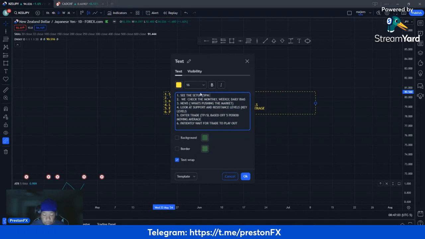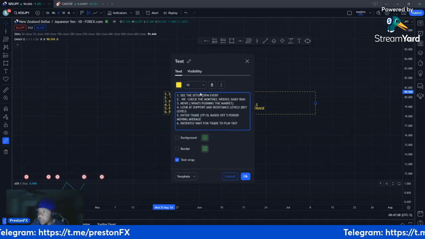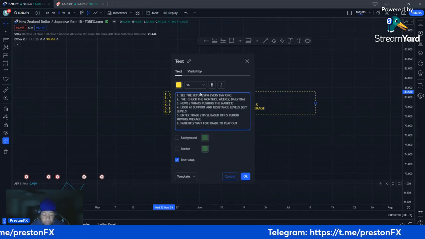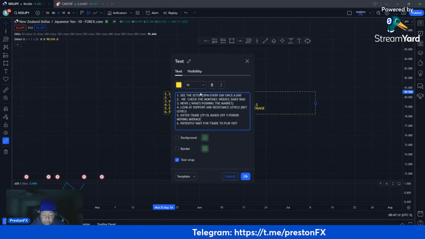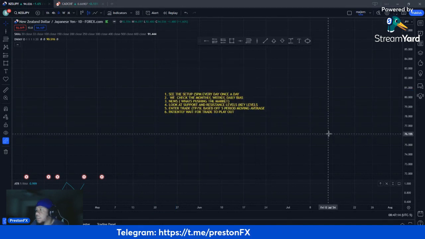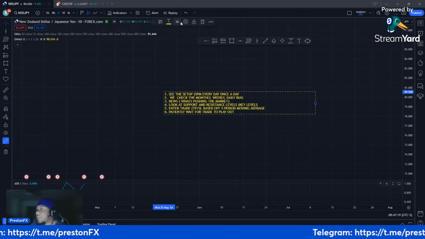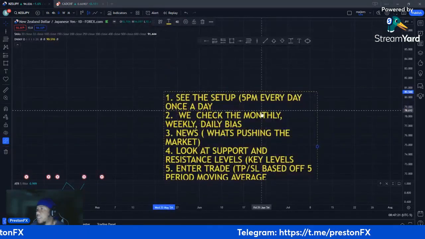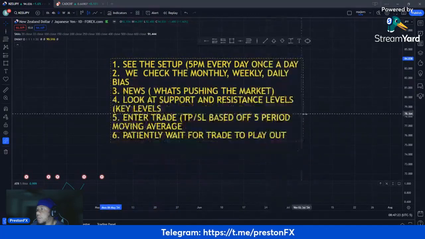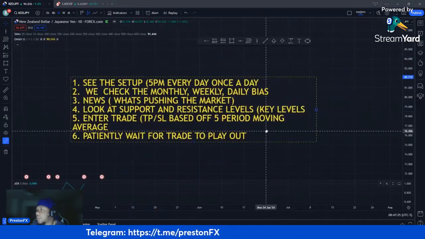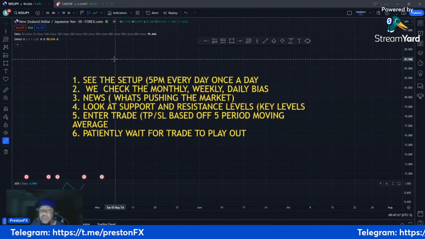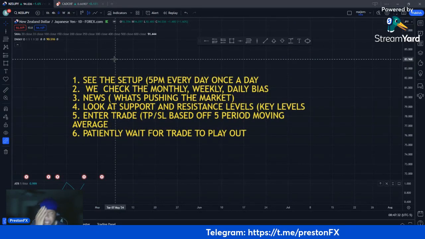5 p.m. every day. Once a day. Once you trade the daily time frame, you don't have to. Let me make these bigger so y'all can see these. All right, let's widen them out. See the setup every day at 5 p.m., once a day. Only check once a day, please.